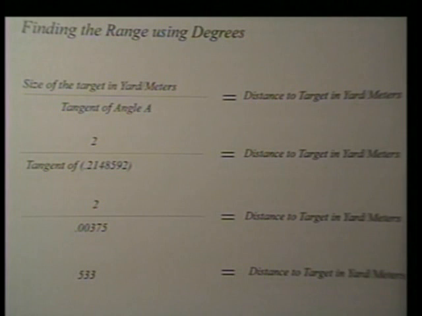And if I go ahead and punch this up on my little scientific calculator, I'll come up with 2/0.00375. Hey, that's a familiar number. All right. Notice it's jumped over here a couple decimal places from our mil, 3.75. And if you just go ahead and do the math, you'll look at it and say 533 yards or meters to the target. So that's doing it in degrees.